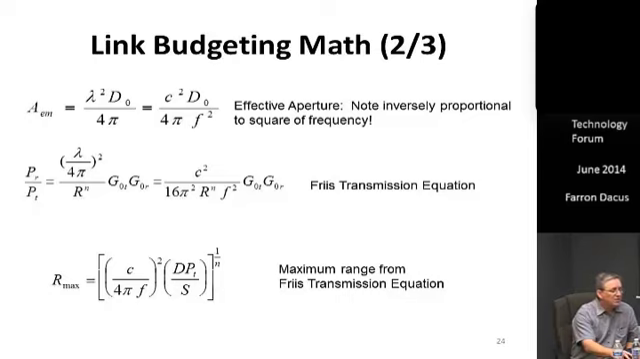Now, this equation, the Friis transmission equation, gives receive power as a function of the ratio of transmit power over all these variables.